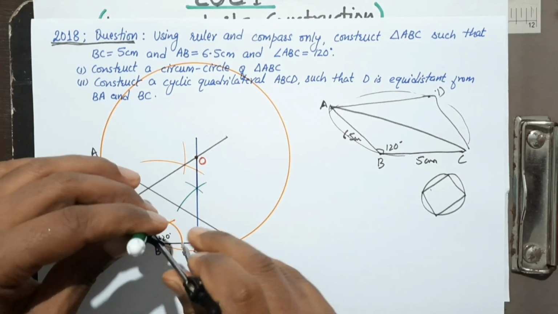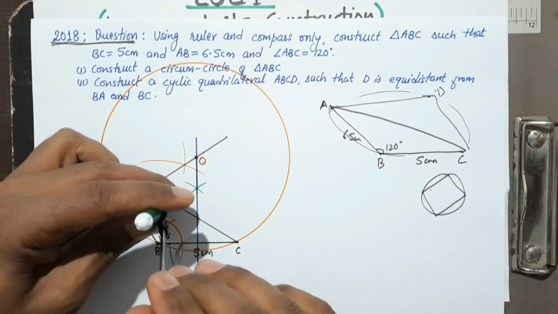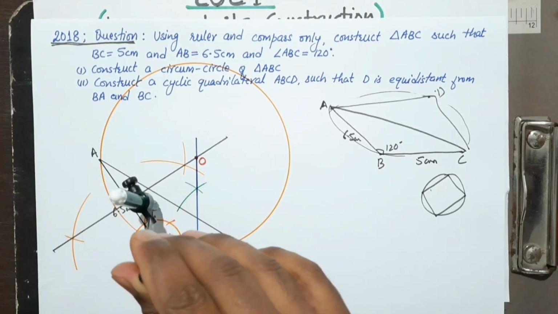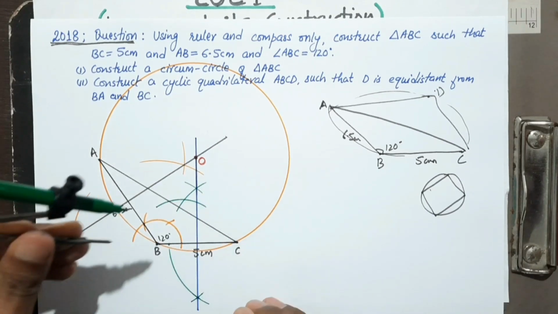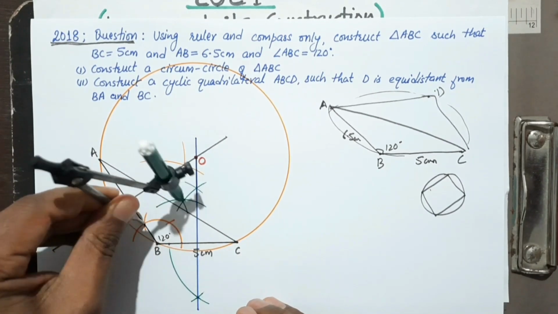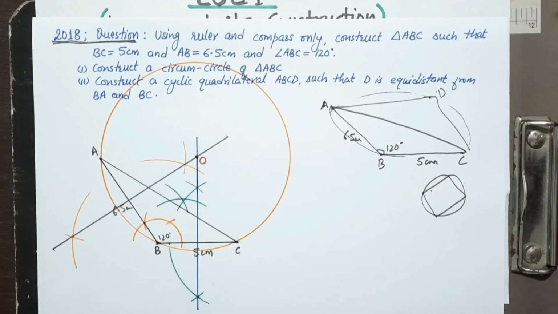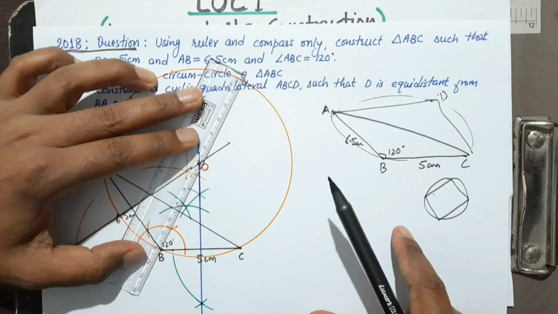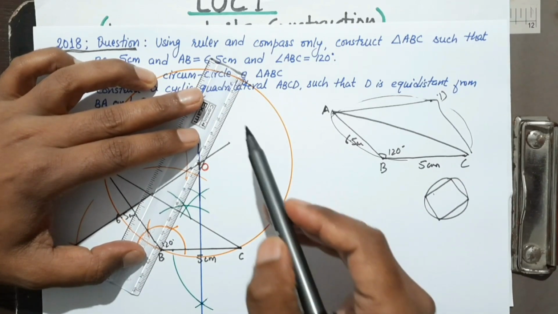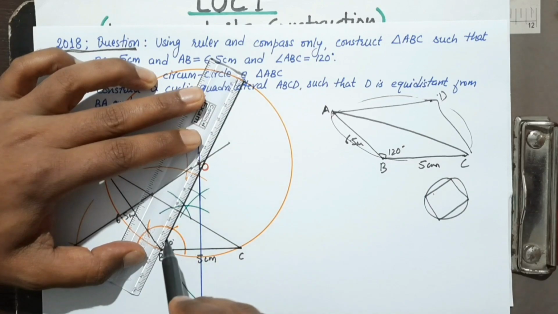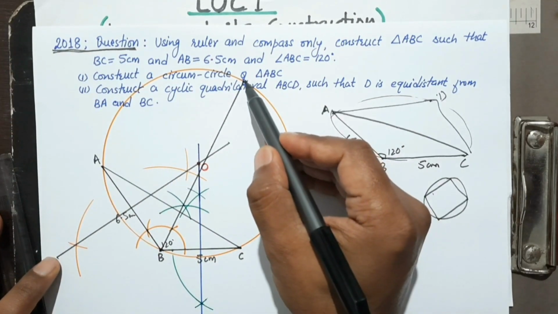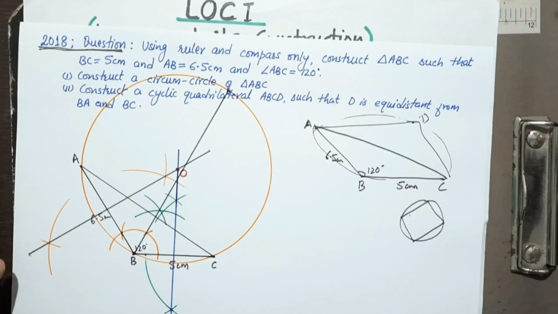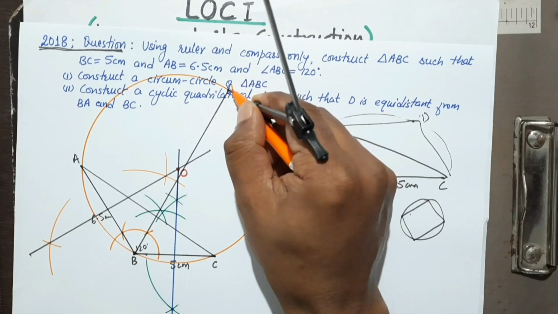Here the first arc is already there, so we'll draw another arc here. One here and another from here. This is where it gets intersected. So let us draw this. This is our angular bisector of angle B. This meets the circle at this point, so this point is considered as D. Here this is our D.